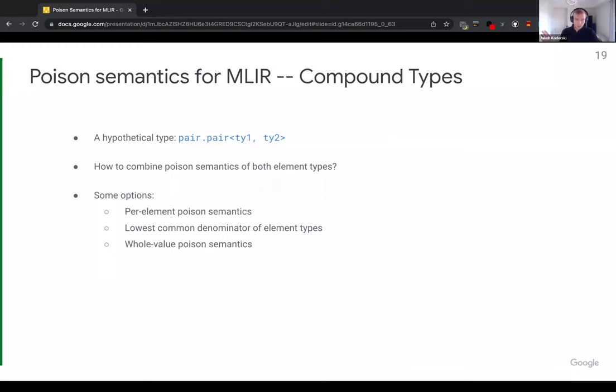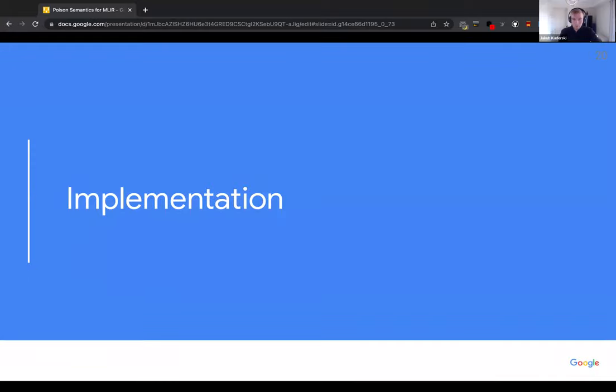And here, there are different options. They have different trade-offs. And I think it's ultimately up to the dialect to decide how to implement Poisson semantics for its types. Any questions at this point?